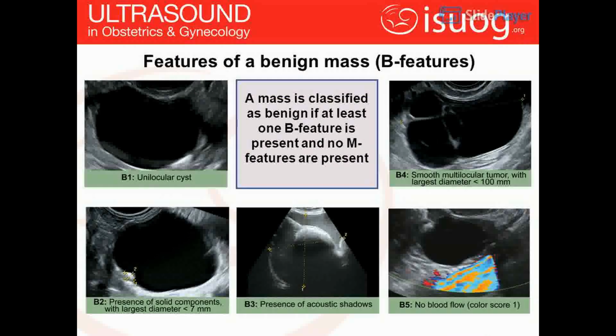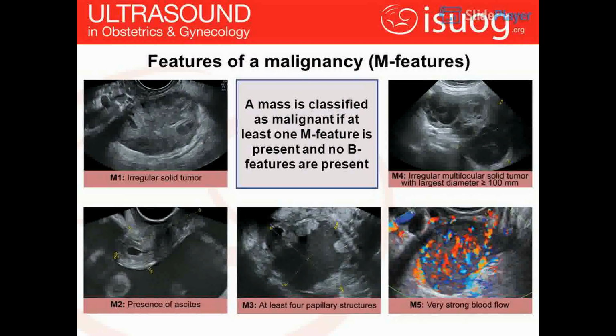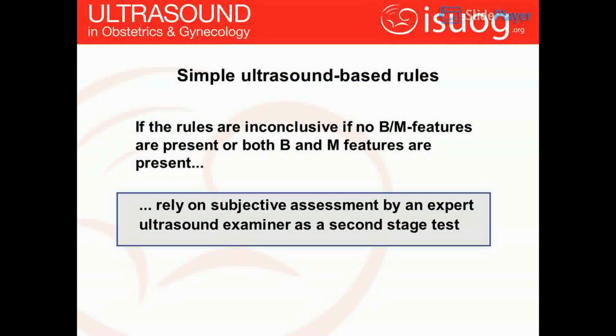Features of a benign mass, B features. A mass is classified as benign if at least one B feature is present and no M features are present. Features of a malignancy, M features. A mass is classified as malignant if at least one M feature is present and no B features are present. The rules are inconclusive if no B or M features are present, or if both B and M features are present. In that case, rely on subjective assessment by an expert ultrasound examiner as a second stage test.